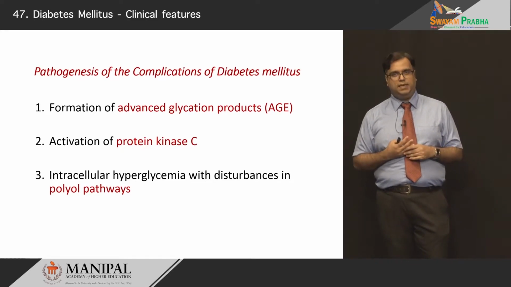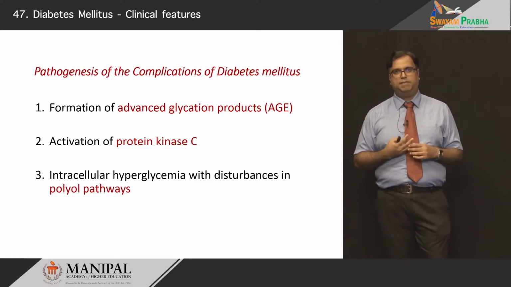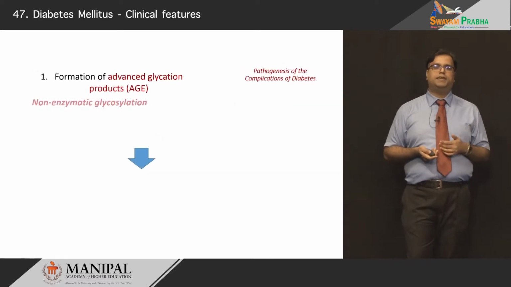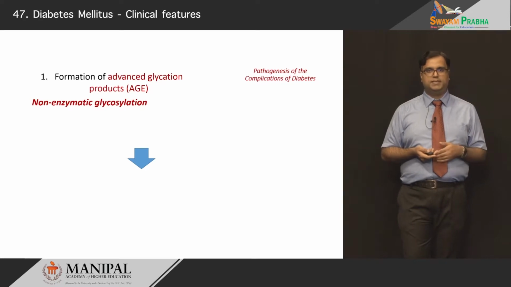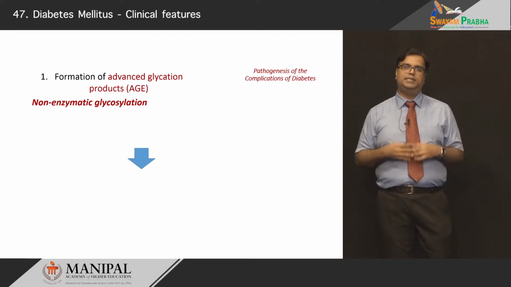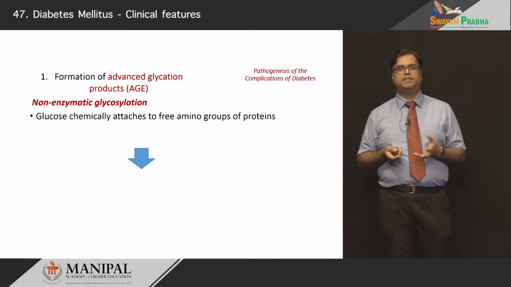Activation of protein kinase C is an important event as well, and the third one is disturbances in the polyol pathway because of intracellular hyperglycemia. Now, where formation of advanced glycated end products, AGE, is concerned, it is nothing but non-enzymatic glycosylation. That means when your glucose levels are very high, they tend to bind to the SH groups of proteins in almost a reversible manner.